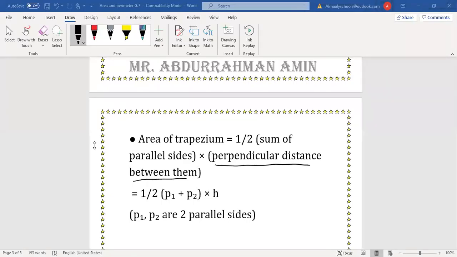Okay. What about shape number 3? We can find in shape number 3 two quadrilaterals. The first quadrilateral is a trapezium. The second quadrilateral is a rectangle. We can find the area of the trapezium and the area of the rectangle, and the area of the shape will be the sum of the two areas.